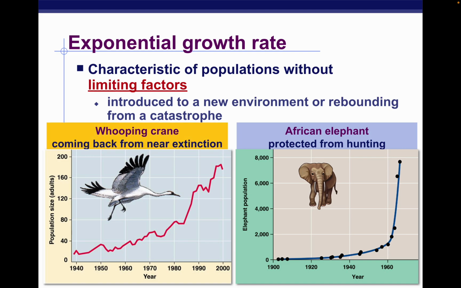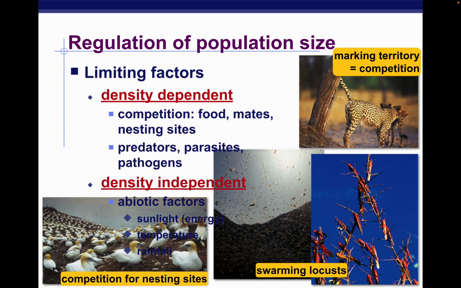This is a whooping crane. All right, so regulation of population size. We have limiting factors that are density dependent, so competition, food, mates, nesting sites, predators, parasites, pathogens. Then we have density independent factors, so things such as abiotic factors: sunlight, temperature, rainfall.